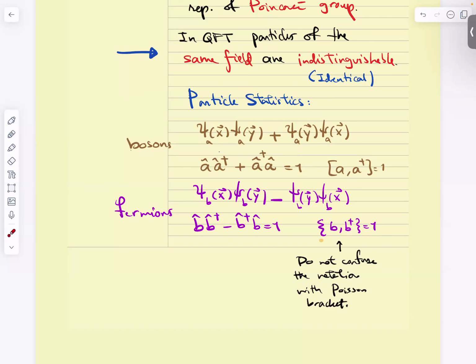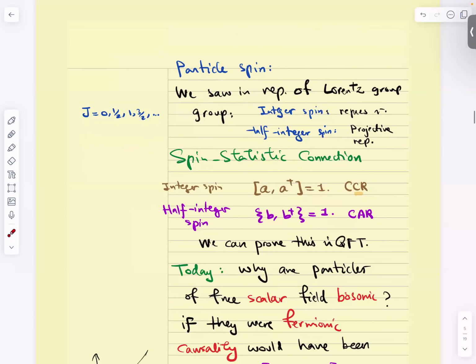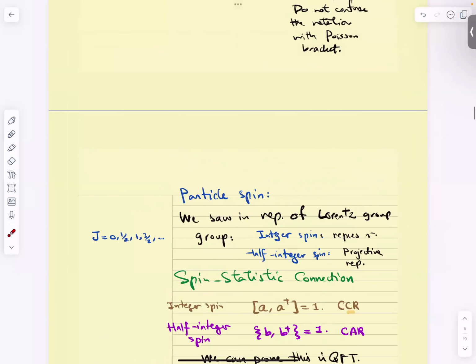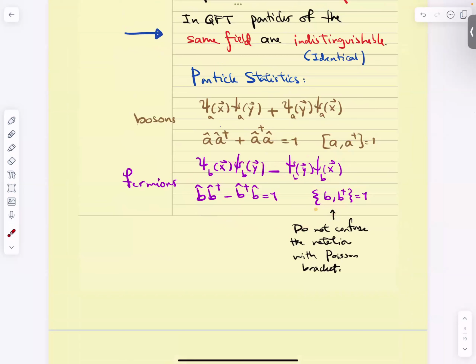All right. So here are bosons and here are fermions, right? Fermions, by the way, yeah, this is an anti-commutator. Do not confuse it with the Poisson bracket, although it's intimately related. Yeah, so I'll be using B and B dagger, and just to make sure everyone is on the same page. Oh no, let me first make a statement.